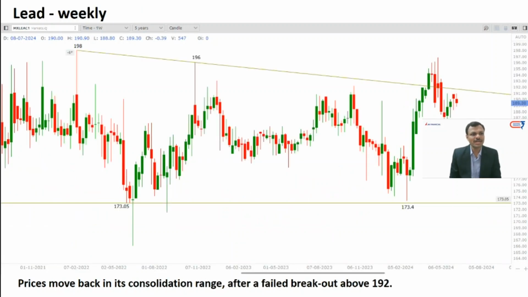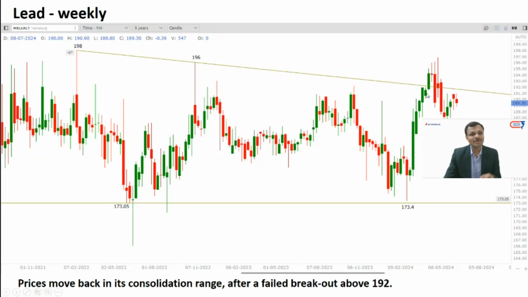We look at one more chart. This is the lead, the weekly long-term chart. Since the liquidity is less in lead, they have not shown the daily chart. So what the long-term chart indicates for lead is that it is just stuck between 170 on the downside to 198. Price formation has been within this range. Although we saw a breakout in lead, it has failed to sustain and fallen back.